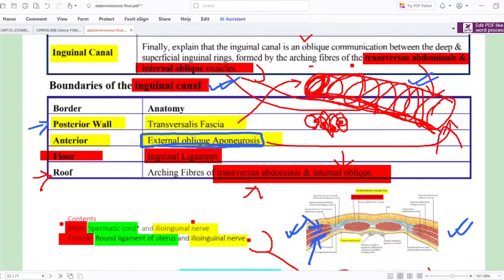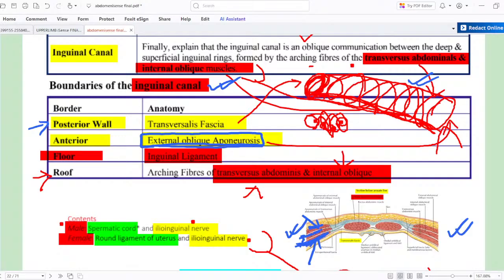Transversalis fascia. Here is the transversus abdominis muscle, then the transversalis fascia. So the posterior wall will be formed by the transversalis fascia. Now, what are the structures that remain in between? We have internal oblique and transversus abdominis, right? The two pending structures are internal oblique and transversus abdominis.